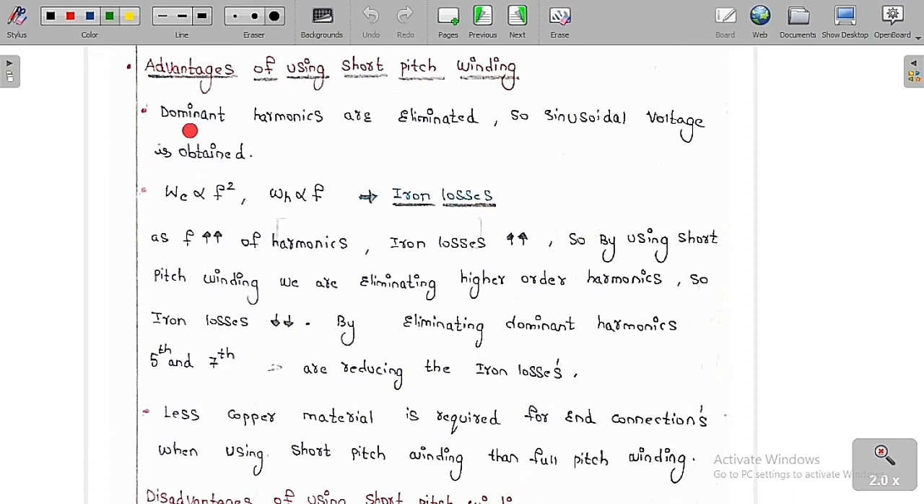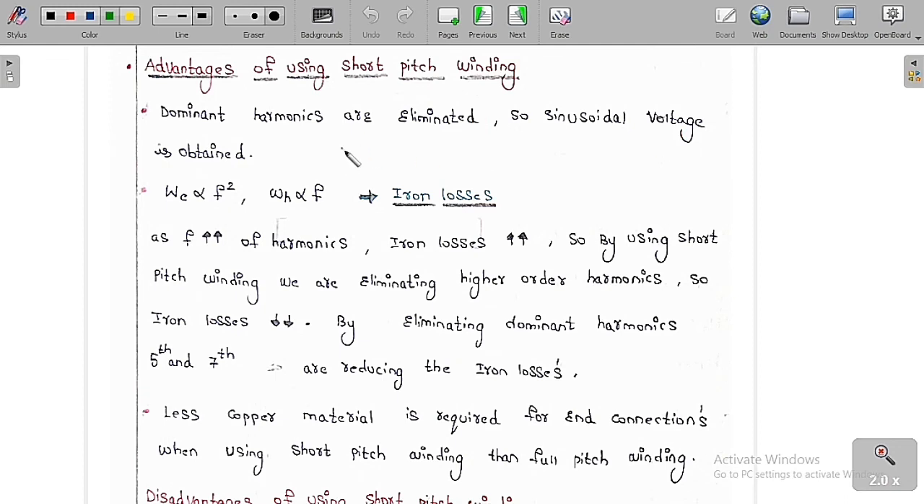So now we will discuss the other important concept, which is the advantages of using the short pitch winding. I have already told you some of the advantages of the short pitch winding earlier. See, the dominant harmonics are eliminated. So sinusoidal voltage is obtained.